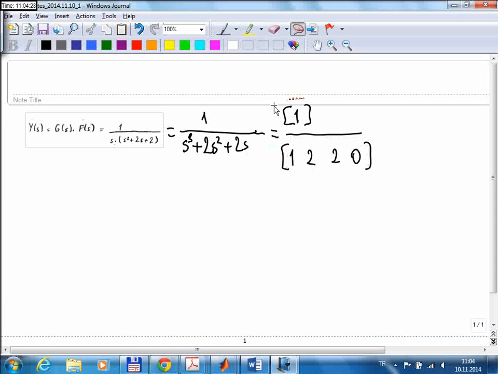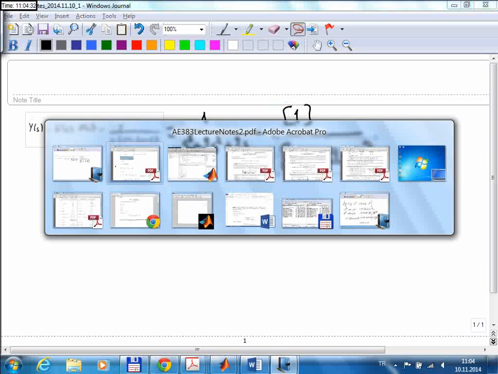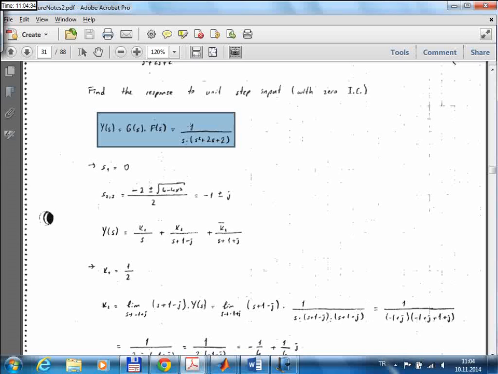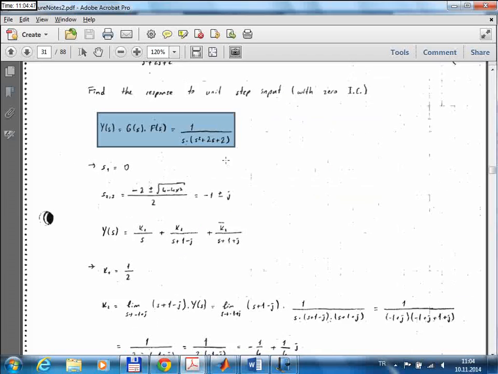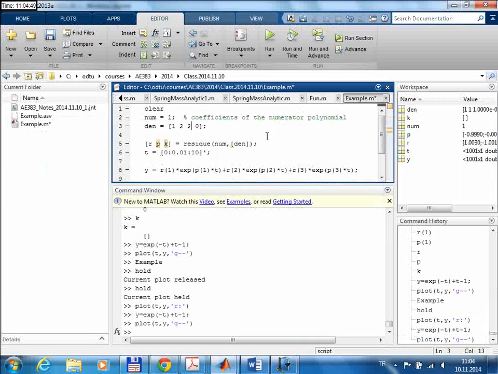Okay, so these 2 numbers are what I input to Matlab residue command. Okay, so let me just update my code here. So the numerator polynomial is just a constant number. The denominator polynomial is 1, 2, 2, and 0. Okay, so this is how I use the residue command.